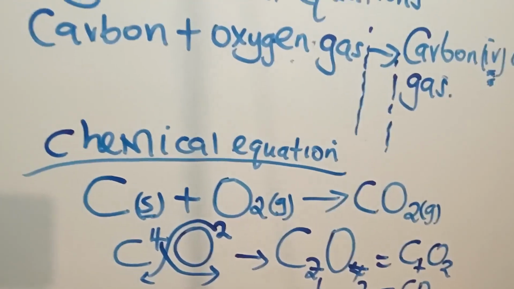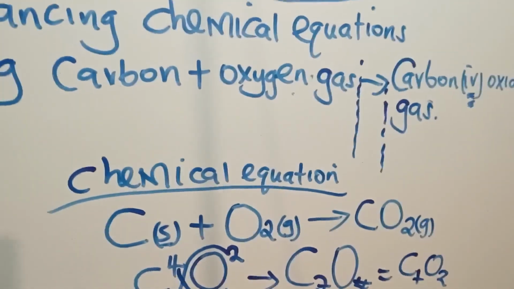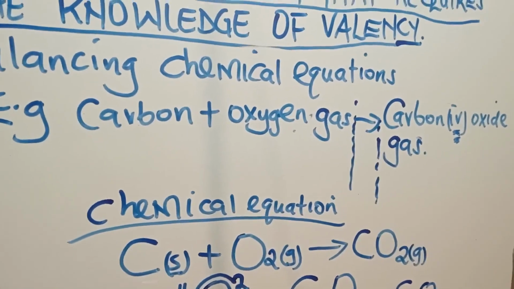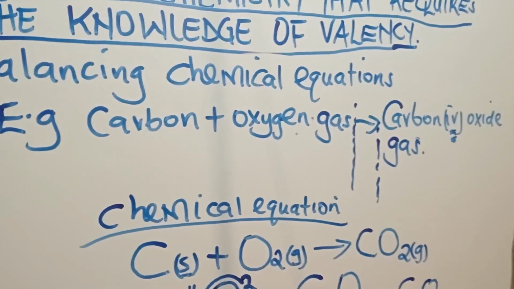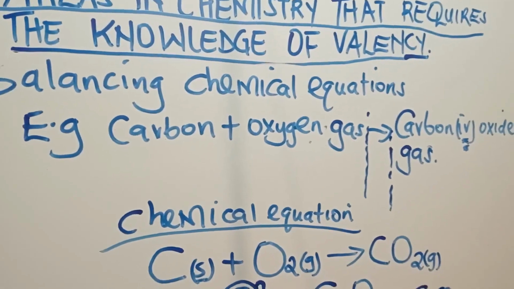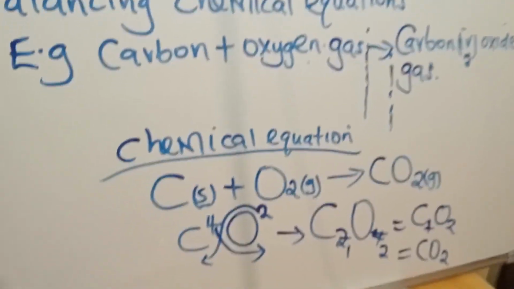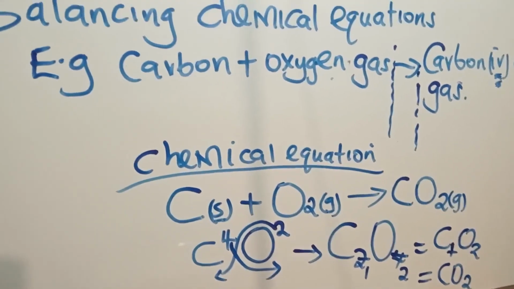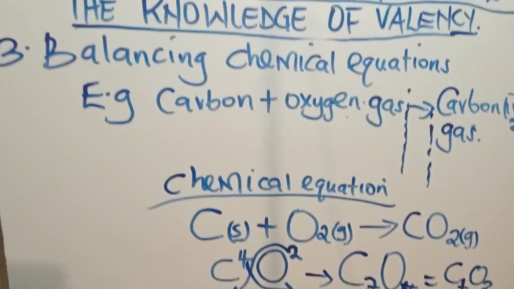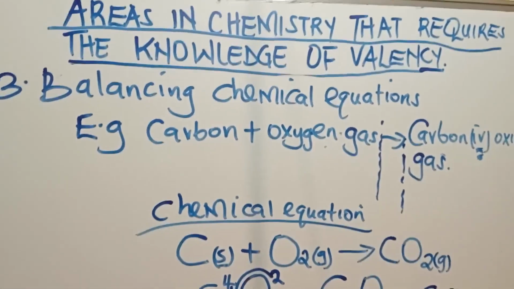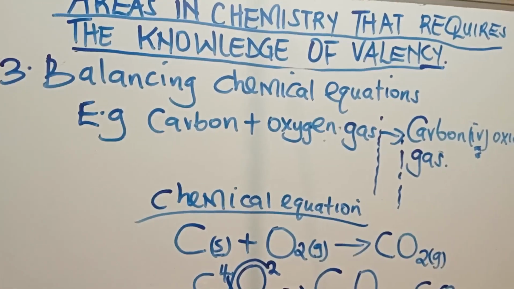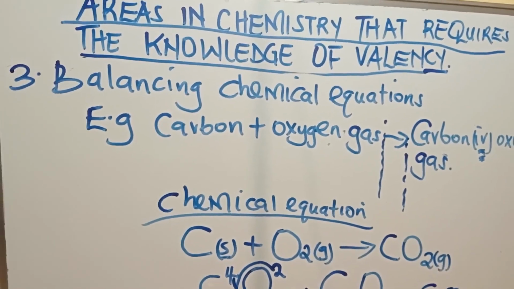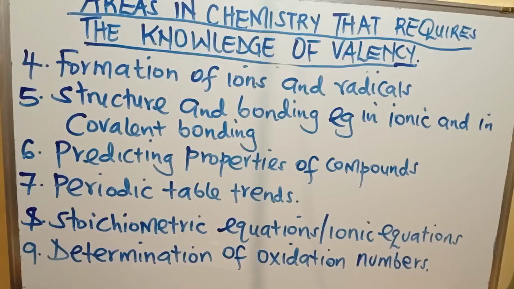So you see, if we had misused the knowledge of valency, or in case we didn't know what valencies to use for which element, we could not have ended up with the correct chemical equation. So that is how we use that knowledge of valency when you are balancing chemical equations.